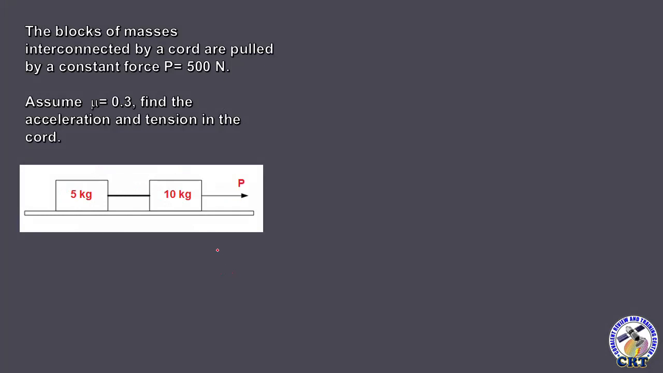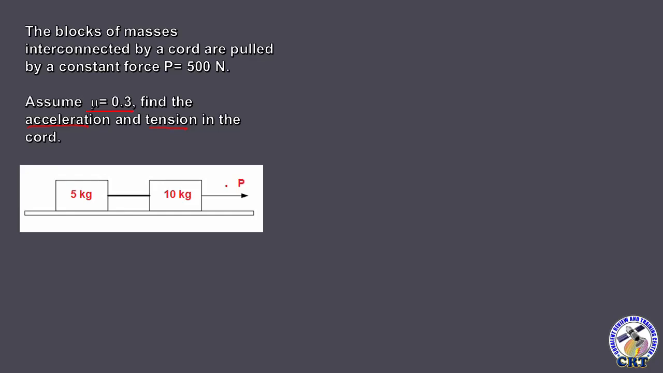Example number 3. This is almost the same as example number 1, but this time we have to consider the friction. So the blocks of masses interconnected by a cord are pulled by a constant force P equals 500 newtons. Assume the coefficient of kinetic friction equals 0.3. Find the acceleration and the tension in the cord.